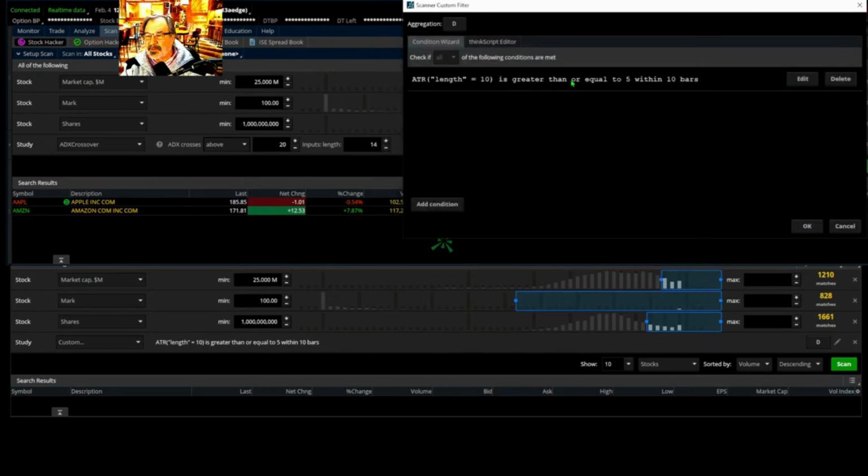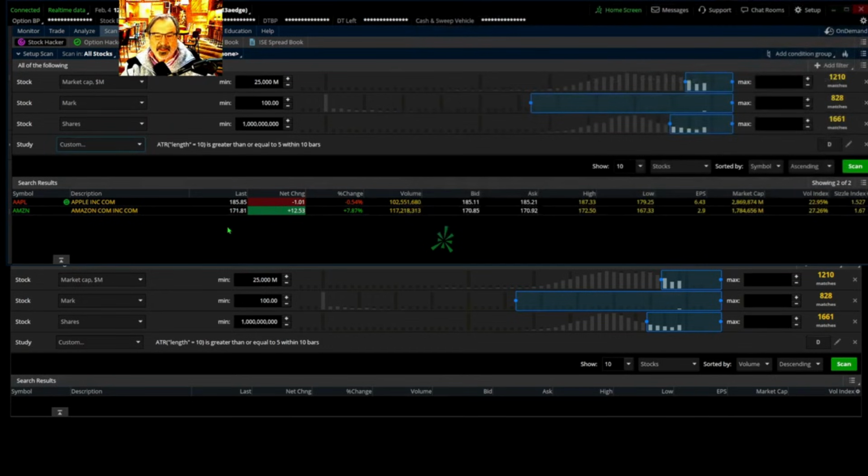It's greater than or equal to 5 within 10 bars. 10 days, 5 within 10 bars. Okay, so I'm going to say okay. And does that say the same thing? Yeah. Okay, there we go. All right, so this is the setup one already down here.